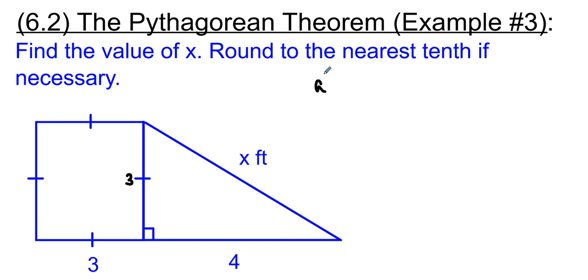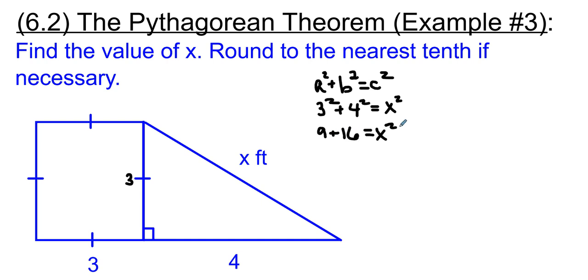So I'm going to say a squared plus b squared equals c squared. And this is one of the right triangles that's just easy to memorize. It's a 3, 4, 5 triangle. So I already know that the side length will be 5, but let's just prove it. So I'm going to plug in 3 for a, 4 for b, and x for c. 3 squared is 9, 4 squared is 16. Add those 2 together, you get 25.